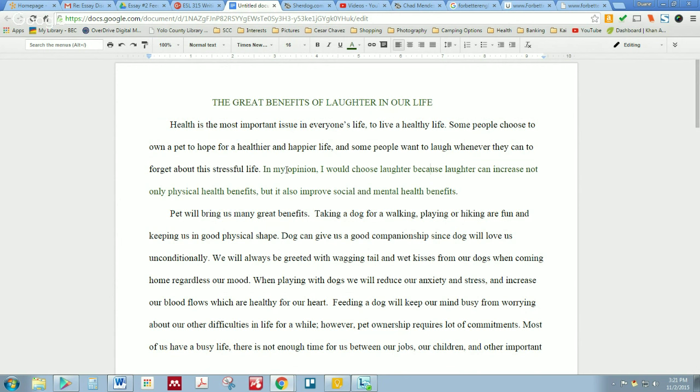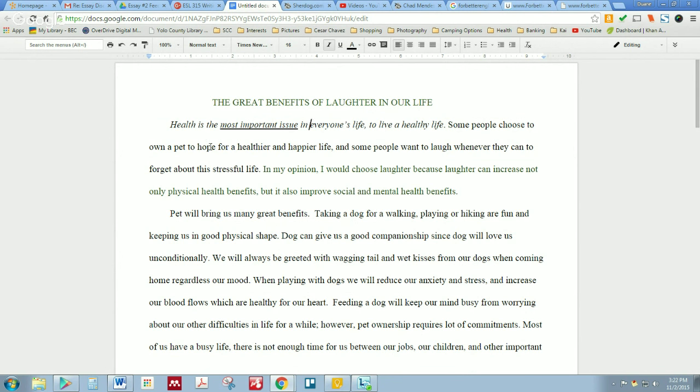And then do we have a hook? Health is the most important issue in everyone's life to live a healthy life. So this is kind of a hook, but I'm just going to italicize it because we have the most important issue. So that kind of grabs our attention. So it is a little bit of a hook, but it's kind of a general comment. So the hook could be a little bit stronger, but it's there and it provides a smooth transition into our essay, our idea about laughter.